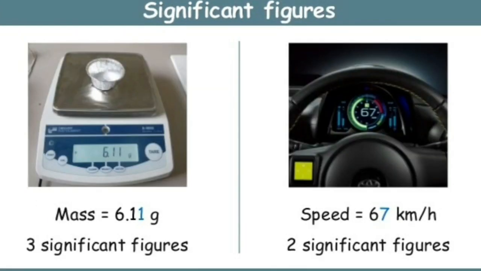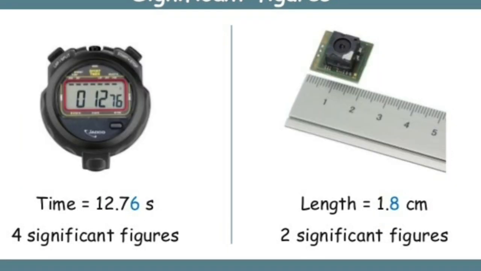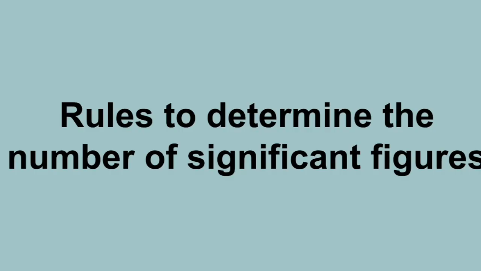Okay. So we have some examples. Mass 6.11 gram, 3 significant figures. Here the uncertain digit is that 1. Speed 67 km per hour. There are 2 significant figures. Here the uncertain digit is that 7. Time 12.76 seconds. There are 4 significant figures and the uncertain digit is that 6. Length 1.8 centimeter. There are 2 significant figures. The uncertain digit is that 8.